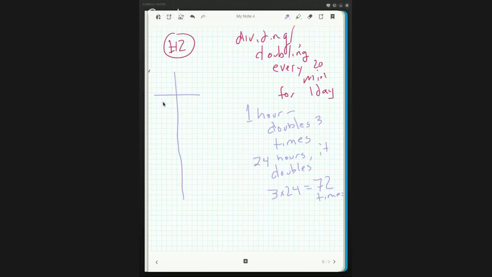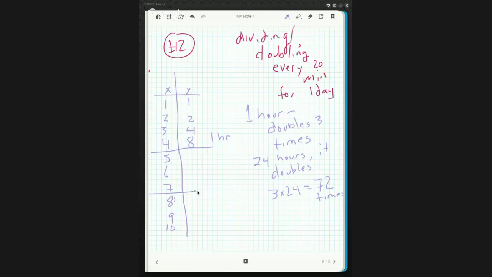If we have something that starts at 1, 2, 3, 4, 5, 6, 7, 8, 9, 10. Let's watch what happens. So if it starts at 1, at time 1, and it doubles at 2, we go to 2. And if it doubles again, it goes to 4. And if it doubles again, we're at 8. So that's 1 hour.